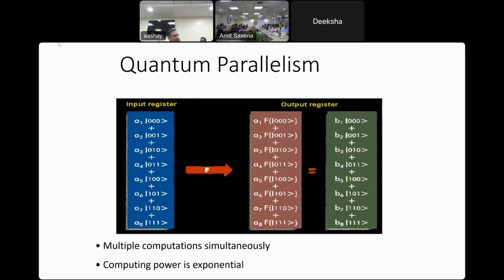So you operate on the 3-qubit register. Obviously you have to define a 3-qubit function. Suppose you have a hypothetical 3-qubit function. It works on the 8 basis states simultaneously, right? And this particular function can be made an oracle function. I will come to that later when I go to the Grover search.